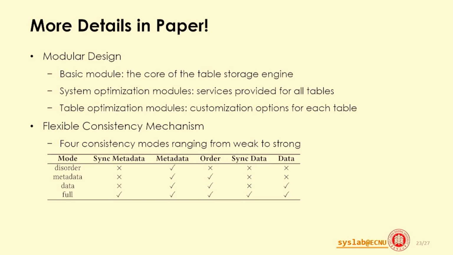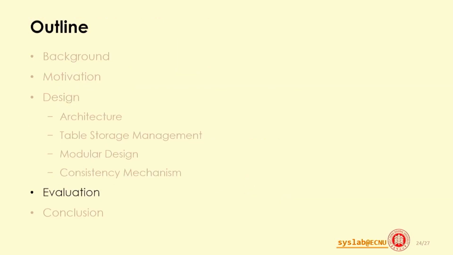Furthermore, Lunar makes a trade-off between resource consumption and consistency. In general, weaker consistency results in lower resource consumption and better performance. Lunar provides 4 consistency modes that range from weak to strong. Due to the time limits, these design details are omitted in this talk. If you are interested, please check out our paper. Next, we show some experimental results of our work.